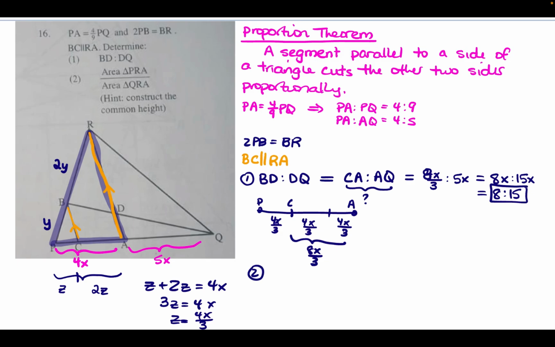And the second question is about areas. Well, if we have two triangles that have the same height, any two triangles that have the same height, the ratio of those areas will be equal to the ratio of the bases. Let's see how that looks in this problem.